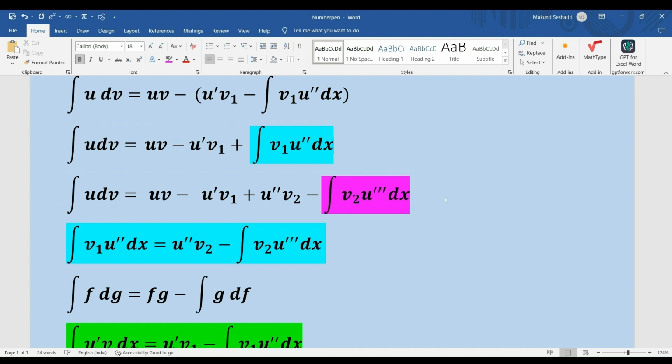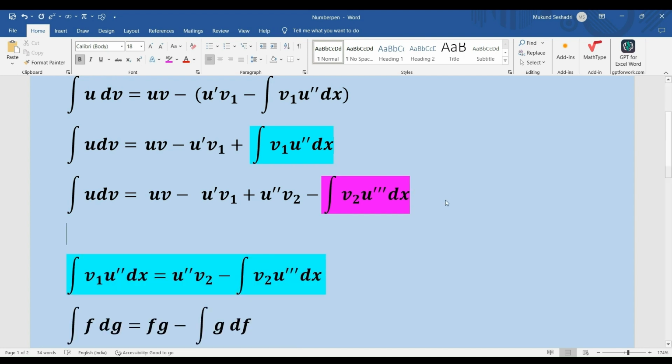So integral of u dv equal to uv minus u dashed v1 plus u double dashed v2 minus integral of v2 into u triple dashed dx, right? Where u dashed, u double dashed, and u triple dashed are the first, second, and third derivatives, and v1 and v2 are the first and second successive integrals of v, right? So I hope you folks are with me, and this is what we call the Bernoulli's identity of integral by parts, right? And for your sake, I'm going to expand this one more time.